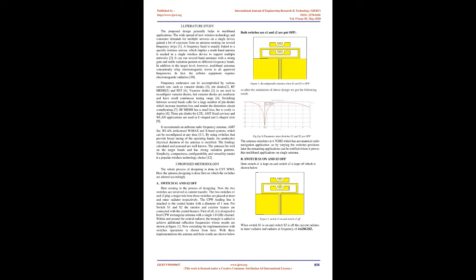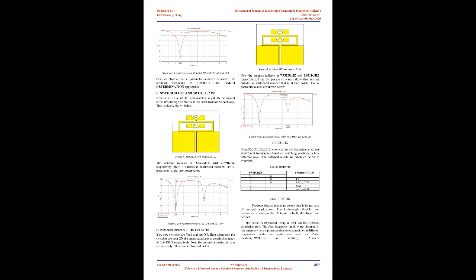but varactor diodes are nonlinear and have a small continuous tuning range [4]. Switching between several bands calls for a large number of PIN diodes, which increase insertion loss and render the biasing circuit complicated [7]. RF MEMS has a small loss, but is costly to deploy [8]. 3. PIN diodes for LTE, fixed services and WLAN applications are used in U-shaped and L-shaped slots [9].